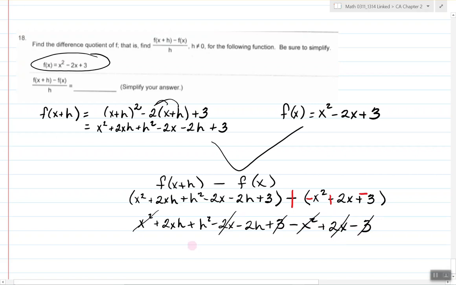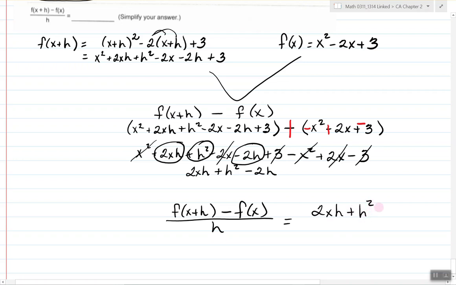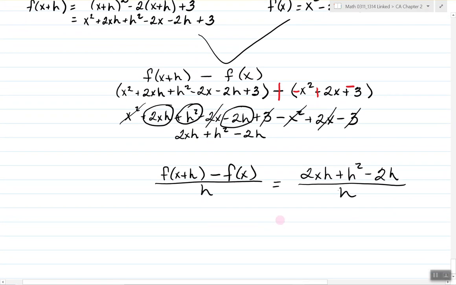And I am left with 2xh plus h squared minus 2h. I'm left with this term, and this term. The last part of my problem is to take f of x plus h minus f of x and divide it by h. So I'm going to take what I got for an answer, 2xh plus h squared minus 2h, and divide it by h. Well, is this the answer, or can I do something?